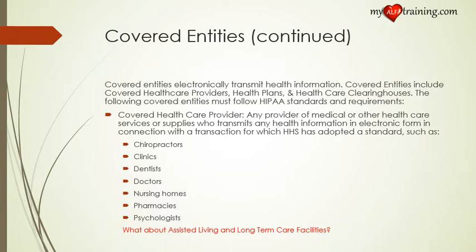The following covered entities must follow HIPAA standards and requirements. The first one is covered healthcare providers. They are described as any provider of medical or healthcare services or suppliers who transmit any health information in electronic form in connection with a transaction for which HHS has adopted a standard, such as chiropractors, clinics, dentists, doctors, nursing homes, pharmacies, psychologists. But what about assisted living facilities and long-term care facilities?